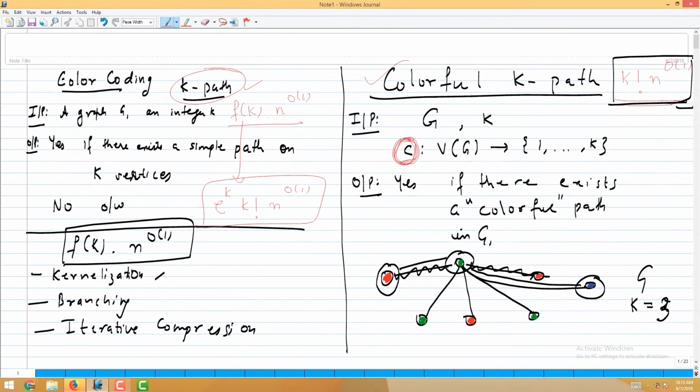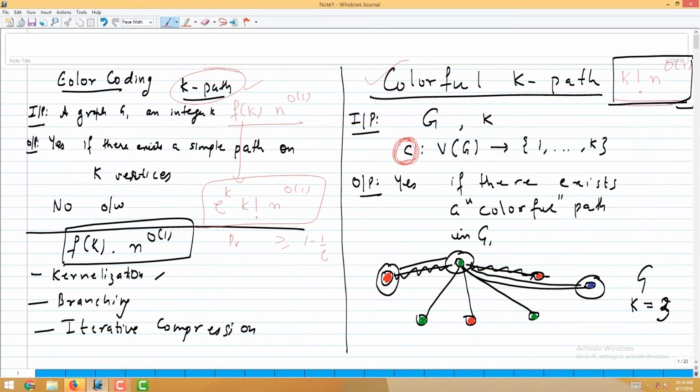So we have solved this problem in this much time, but this is a randomized algorithm in the sense that in this much time there is an algorithm that runs, and if there was a k-path in the graph, then it will give me a k-path with probability at least 1 by e. So it would not give me the correct answer with probability at most 1 by e, and it will give me the correct answer with probability at least 1 minus 1 by e, which is again some constant. So this is the algorithm for k-path.